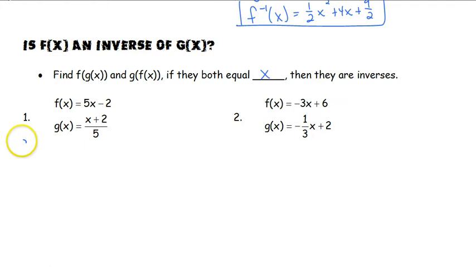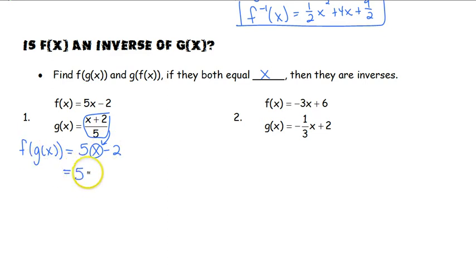So let's go ahead and start by finding f of g of x. And in case you forgot, this means I'm taking the g of x function and I'm plugging it into f of x. My f of x is 5x minus 2, but I'm going to take out that x and I'm going to put that whole g of x in for x. That's what I mean by taking g of x and plugging it into f of x.